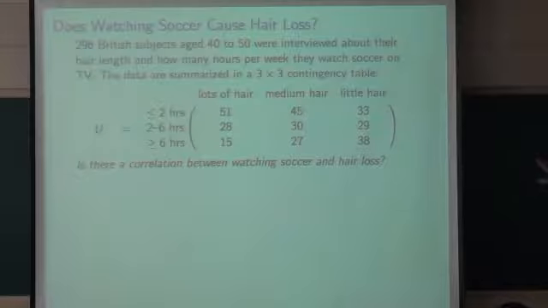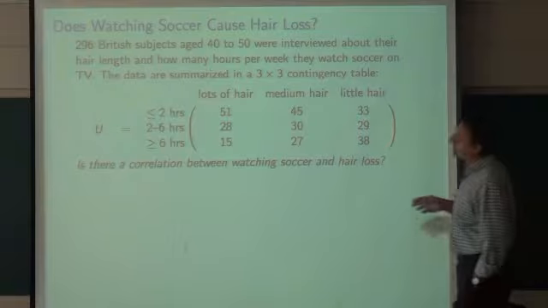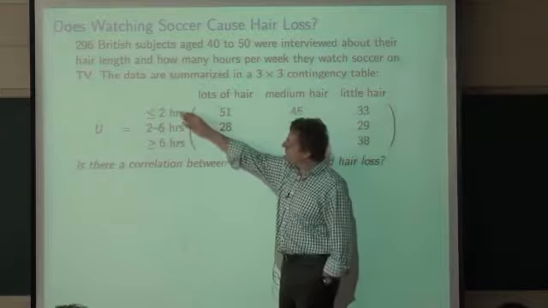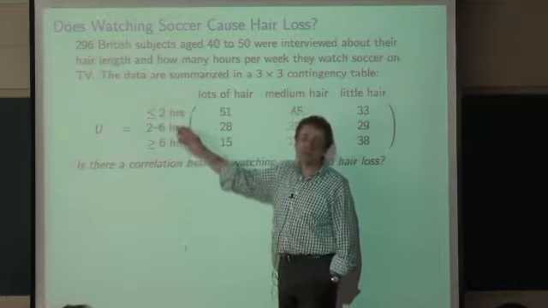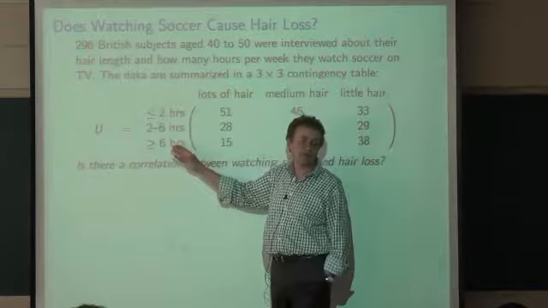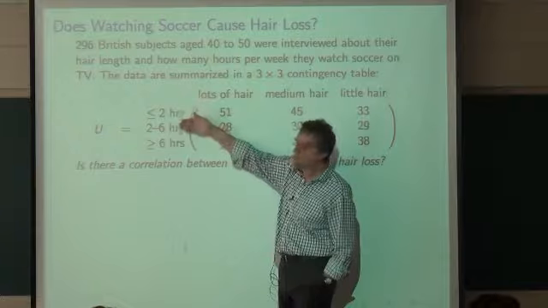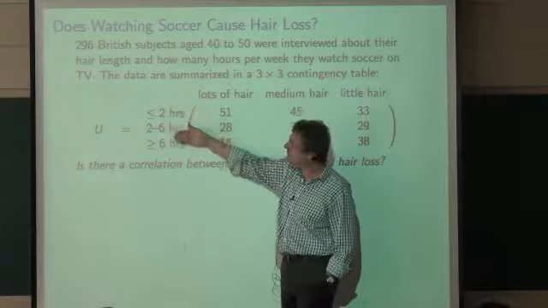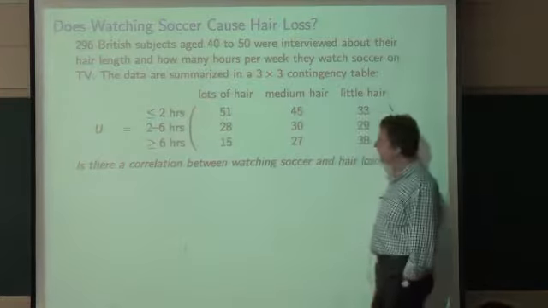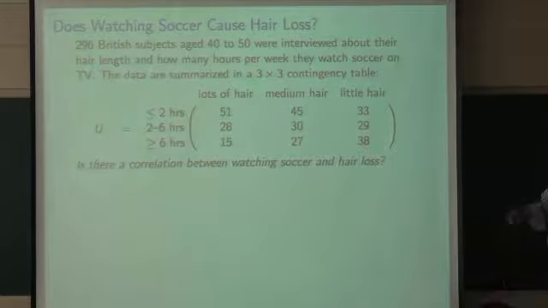And we summarize the data in a 3x3 contingency table. So the first random variable is the soccer time. How much do they watch soccer on television? Maybe we group this into less than 2 hours per week, 2 to 6 hours per week, and more than 6 hours per week. So that's our first random variable.